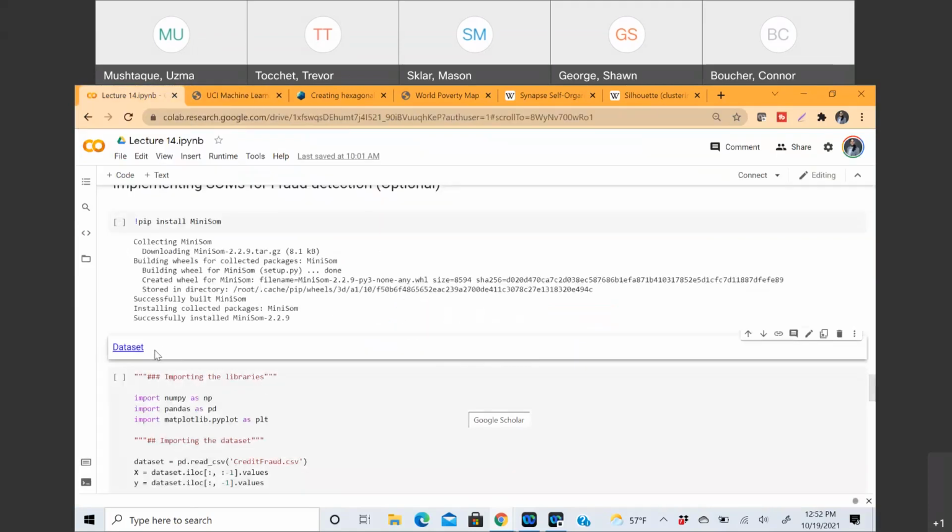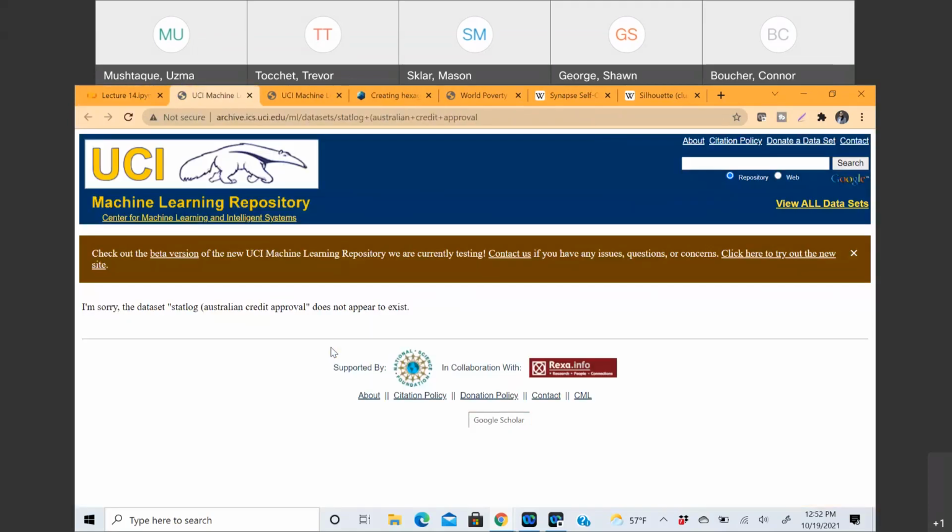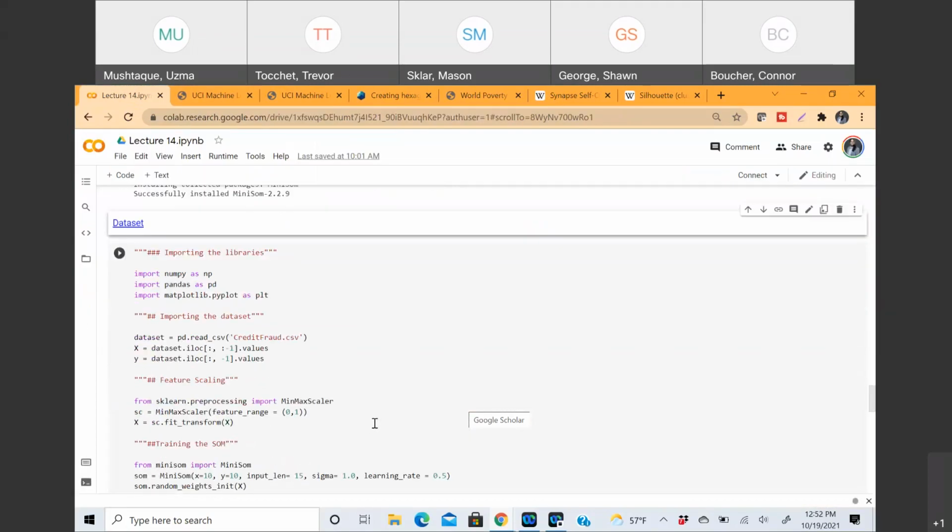Okay, I think I'll have to update that link. I know that there is a credit fraud detection one. Maybe we'll have to Google that. Australian credit approval. Okay, regardless, the dataset had some features for customers, and they have values for different features. Utilizing that, can we predict whether a person would default or not?